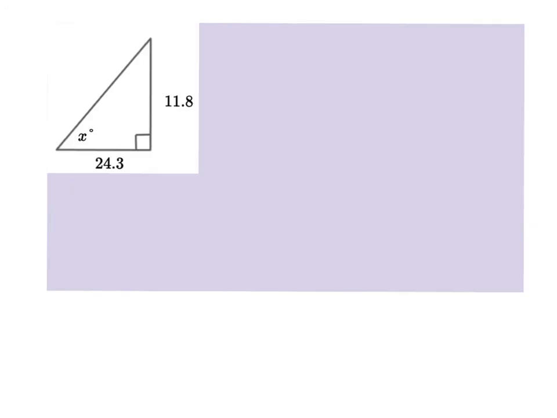Okay, in this one we're going to do an inverse tangent because we want to find the measure of an angle. So in this case, again, this is my opposite, this is my adjacent. So we say that the tangent of x is equal to the opposite over the adjacent. Now, in order to solve, what we need to do is the inverse tangent. So to find x, I do the inverse tangent of 11.8 over 24.3, and that is equal to x. So let me show you how to do that in the calculator.